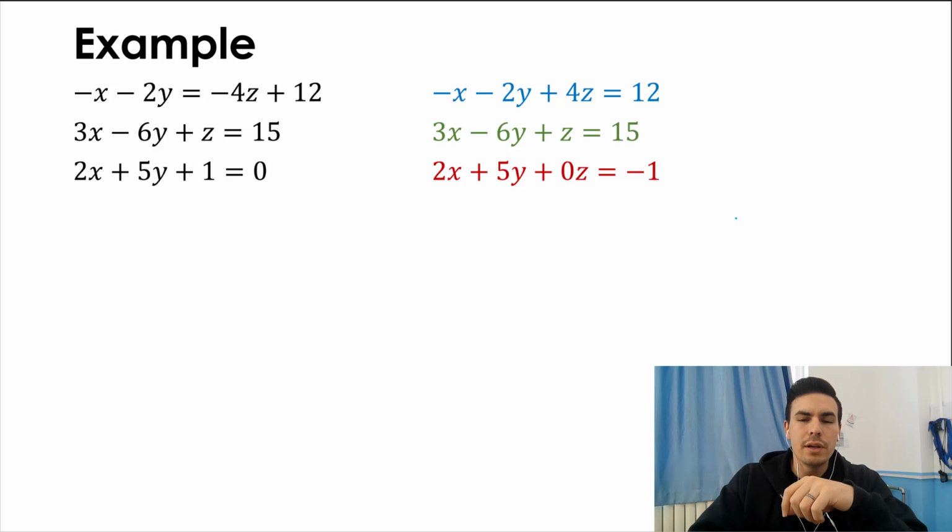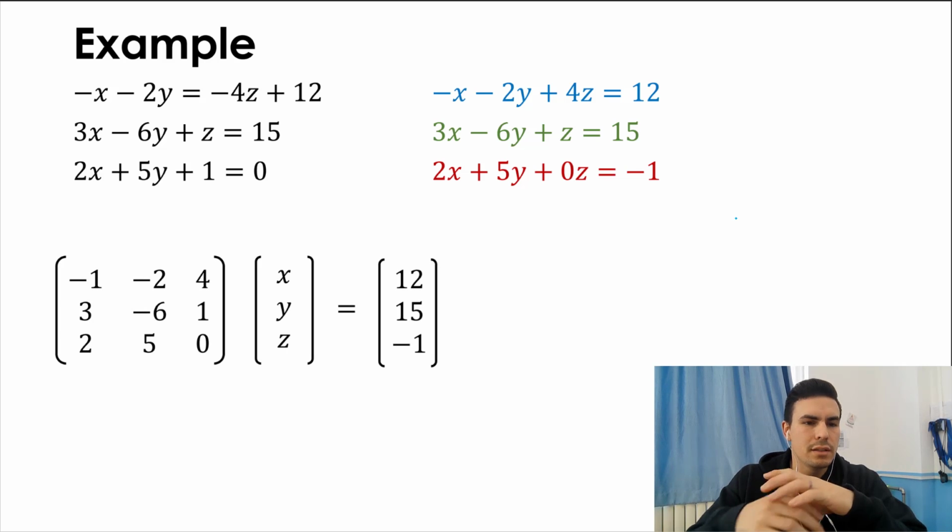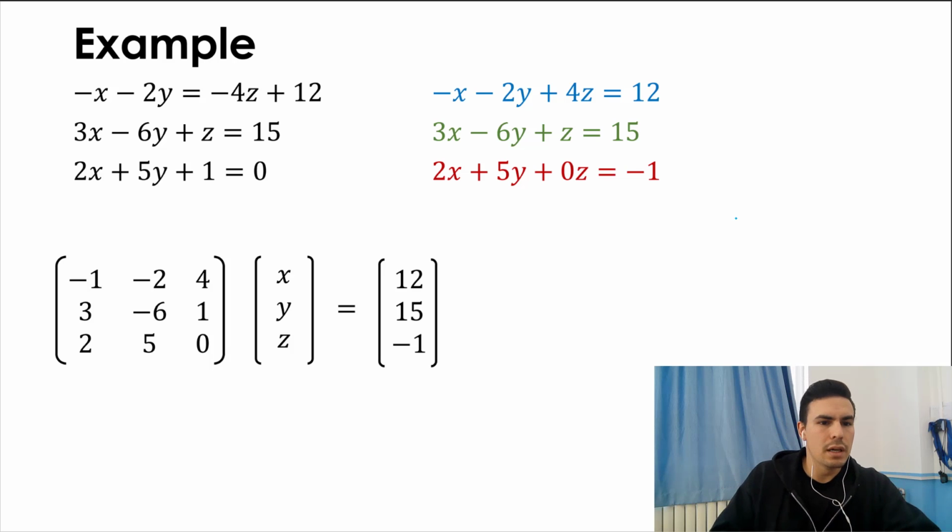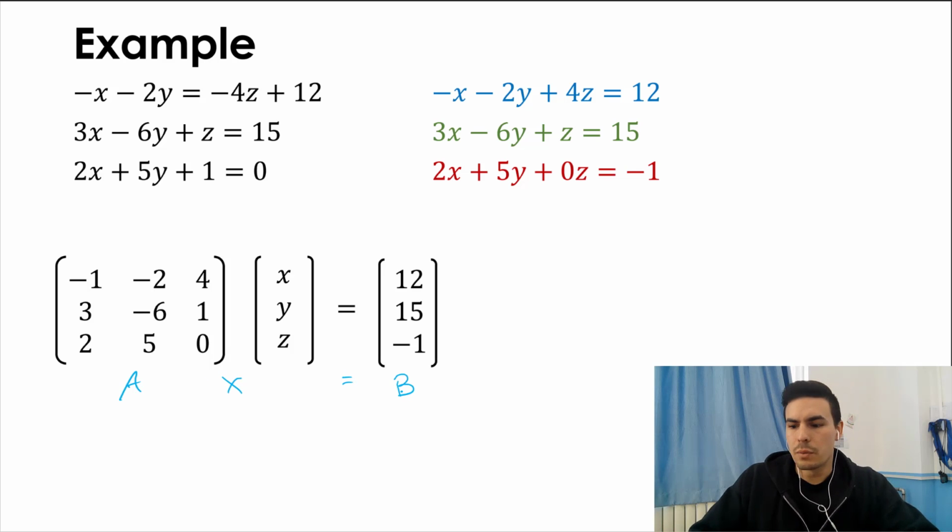So if we make a matrix equation out of this, it's going to look something like this. I've got my coefficients, I've got my variables, and I've got my constants. So this is going to be AX equal to B. It's what we have been seeing this as. All right, AX equals B.